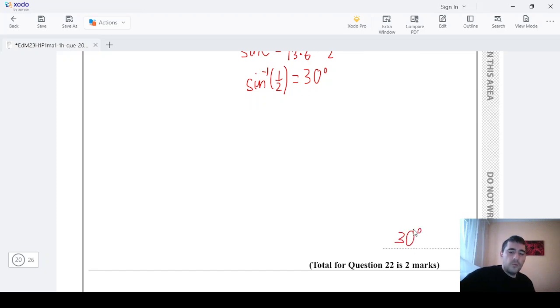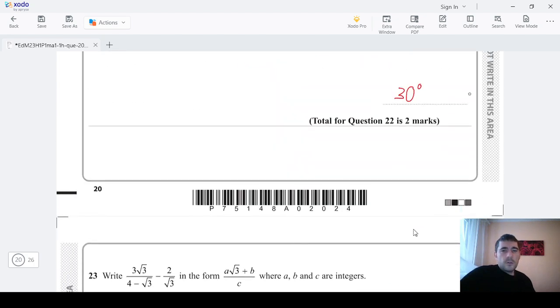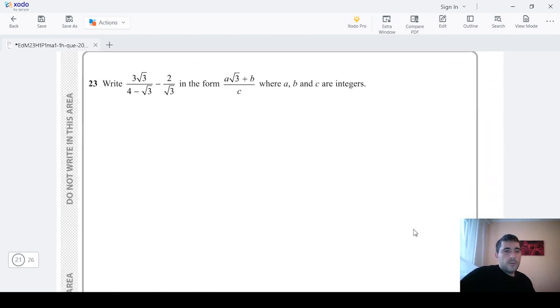Now moving on to the next question. Of course it's only 2 marks, but still worth getting. Write the subtraction of irrational fractions in the form of rational fractions. First, we need to rationalize the denominators. I'll do that separately, starting with the first fraction.